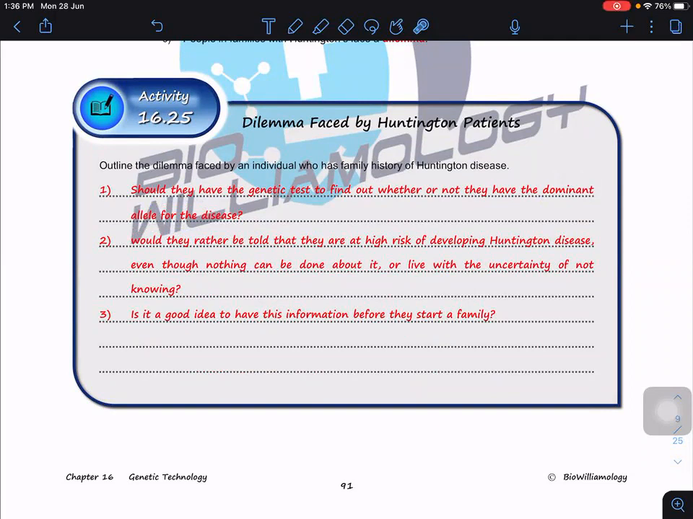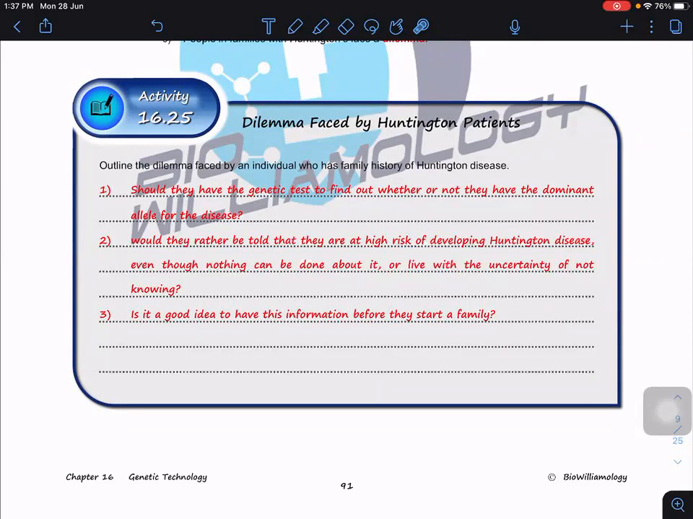There's the question: should I go? Let's say I have the family history, and my family member has Huntington's. Should I go for this? Would they rather be told that they are at high risk of developing Huntington disease, even though nothing can be done? So if you are in that position, will you go for the Huntington genetic testing or not? Would you like to be told that in your life you may develop this disease, and I do know that nothing can be done because there is no cure?